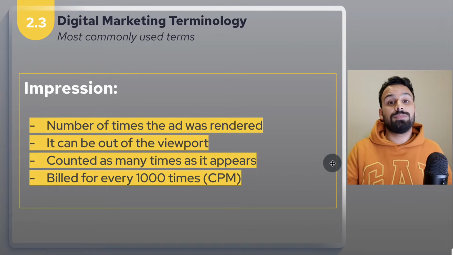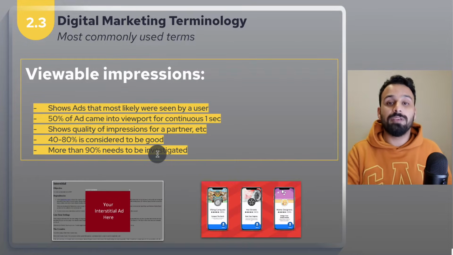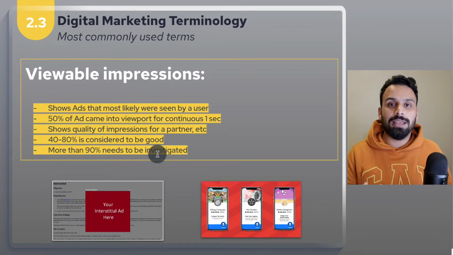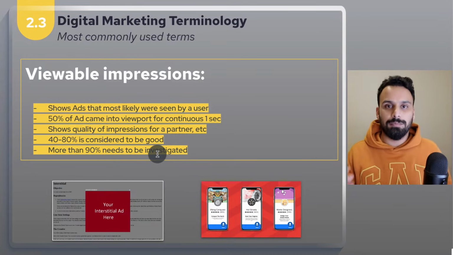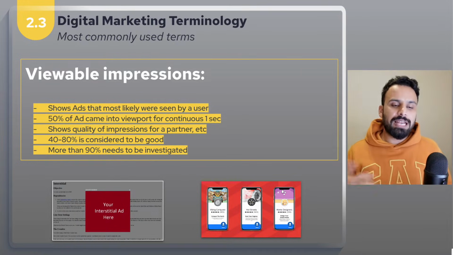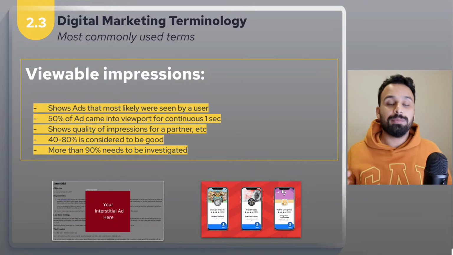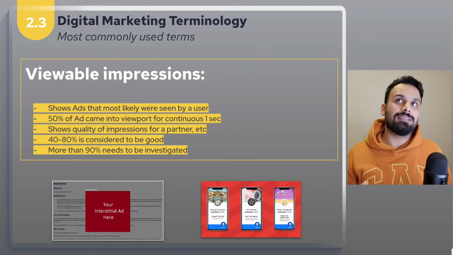So that's the objective of viewable impressions, to give you an idea of how many of the impressions from your campaign were quality impressions, which are likely to be seen by someone. To give you an idea, 40 to 80% viewable impression is considered to be good.